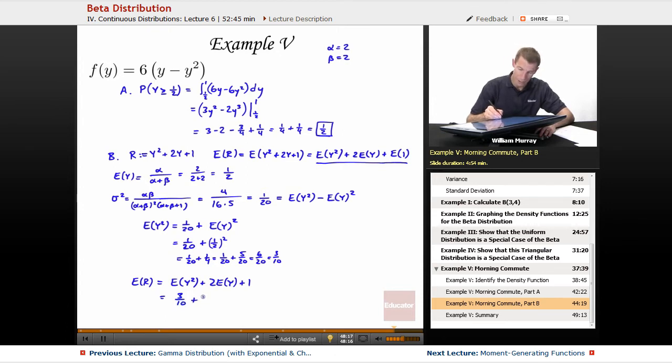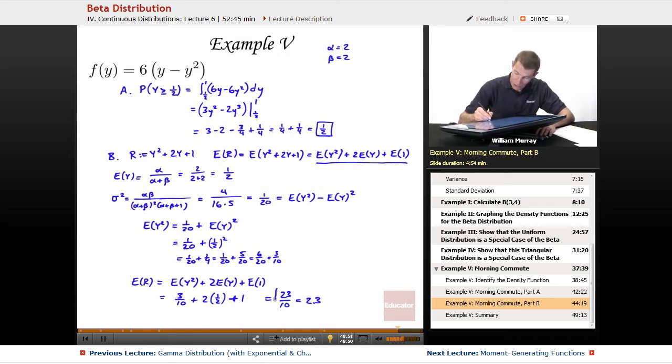E of 2y is what? It's 2 times 1/2. And I should have written E of 1 up above. There's E of 1. But E of 1 is just 1, because that's the expected value of a constant. A constant is always going to be a constant, so it's 1. So this is 3/10 plus 1 plus 1. So 3/10 plus 2 is 23/10, otherwise known as 2.3.